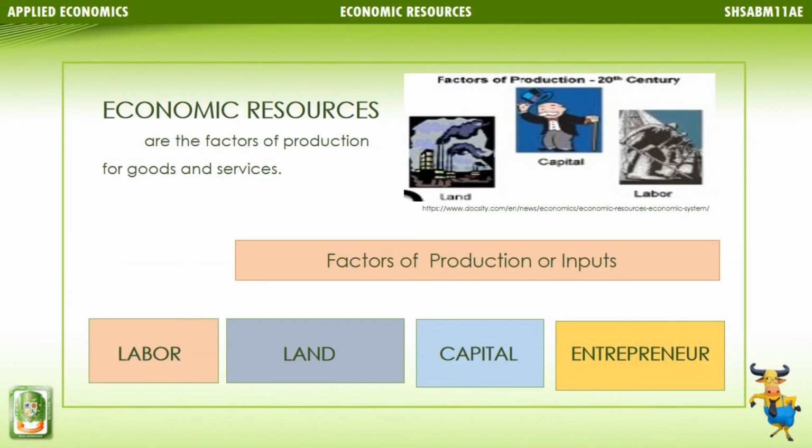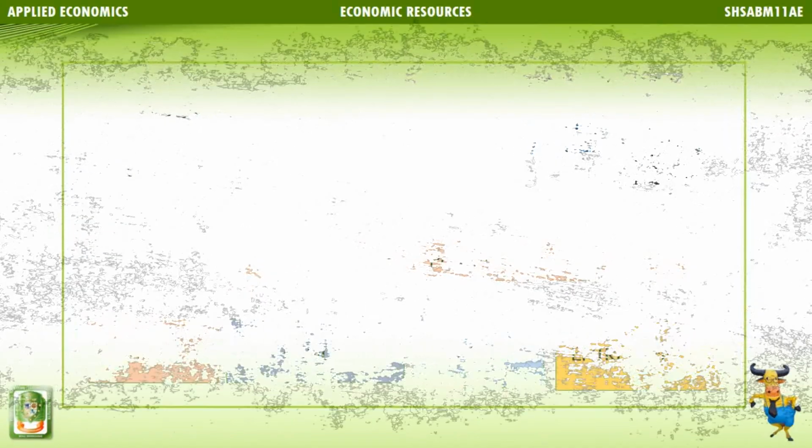Economic resources are the factors of production for goods and services. Factors of production are the so-called inputs: labor, land, capital, and entrepreneur.